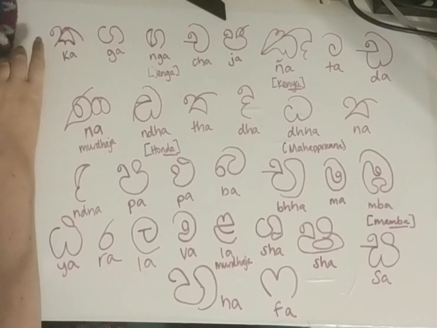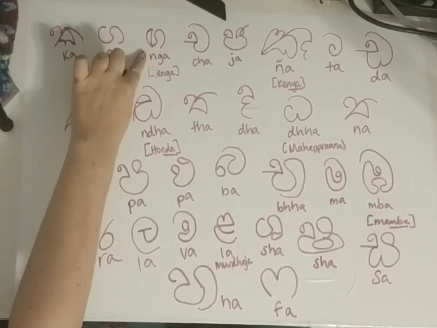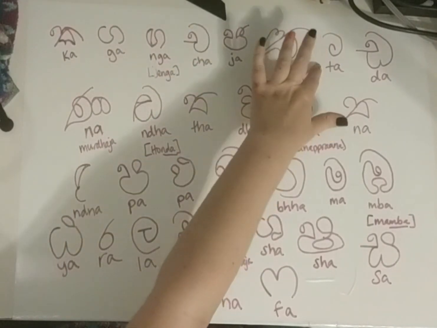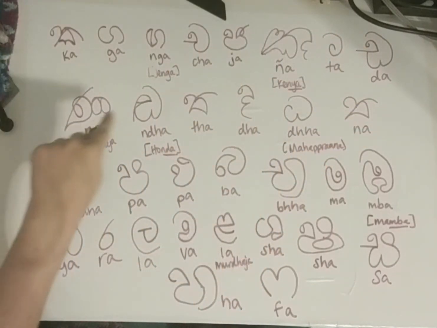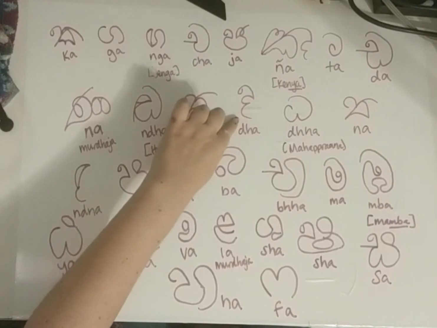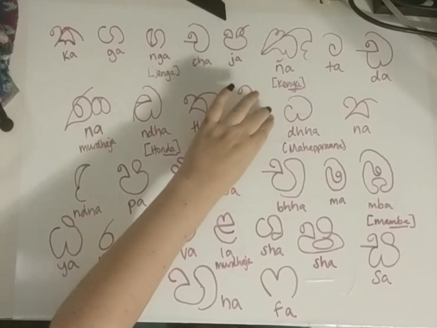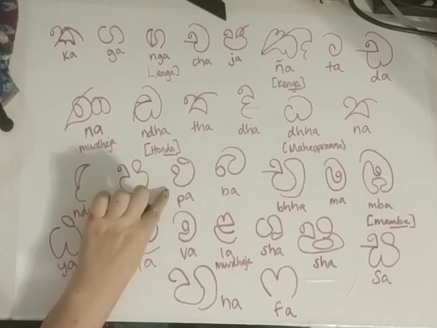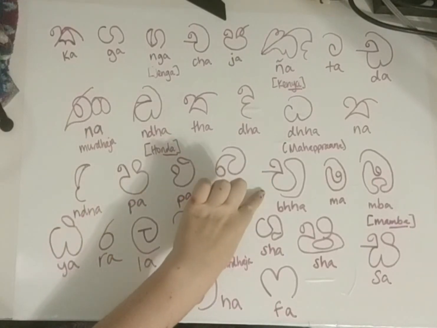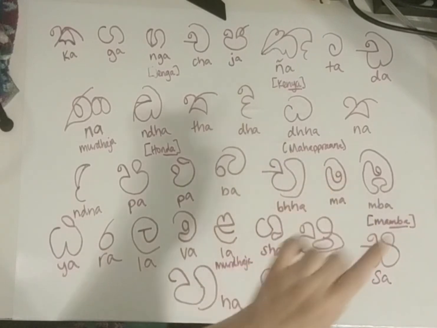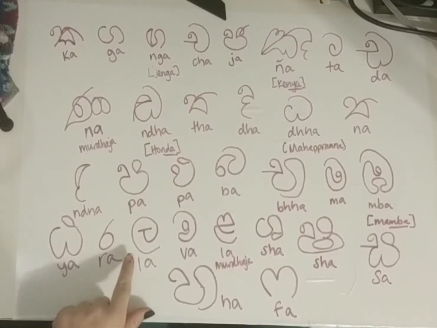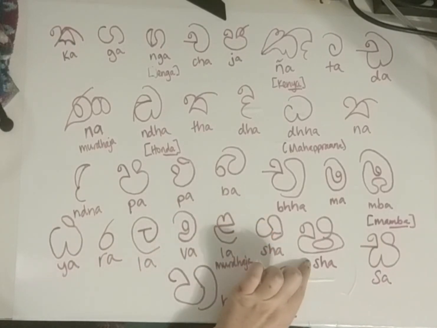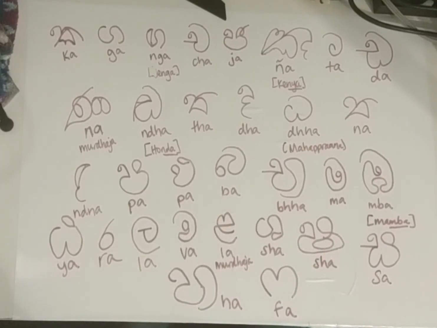So there's my terrible ka, ga, cha, ja, my terrible nya, ta, da, na, da, pa, ba, ma, ya, ra, la, wa, la, sha, sa, ha, fa.